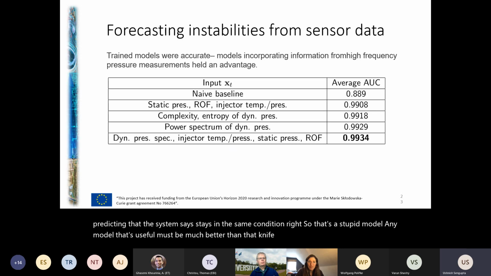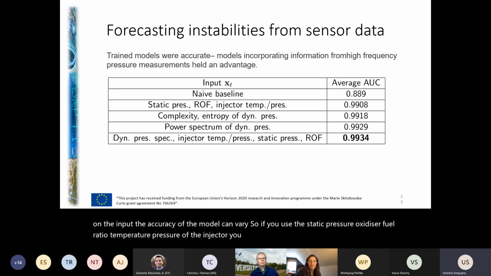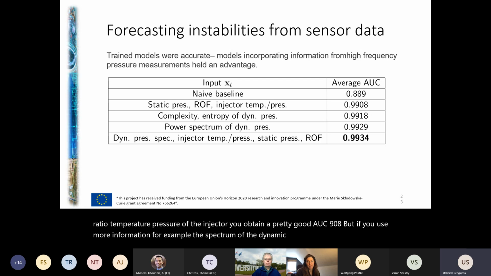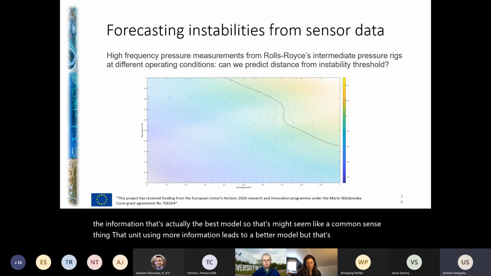And we see that depending on the input, the accuracy of the model can vary. If you use the static pressure, oxidizer fuel ratio, temperature, and pressure of the injector, you obtain a pretty good AUC of 0.9908. But if you use more information, for example, the spectrum of the dynamic pressure signal, you can obtain even higher accuracy. In the final row, where we are using all the information, that's actually the best model. It might seem like a common sense thing, that using more information leads to a better model, but that's the conclusion that we can draw from here.